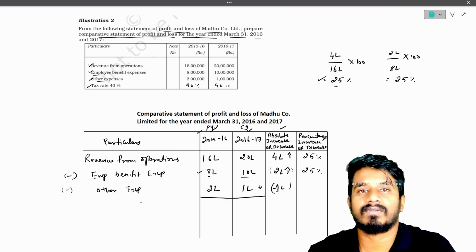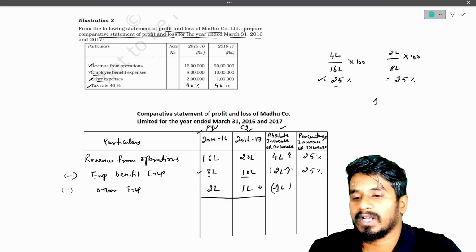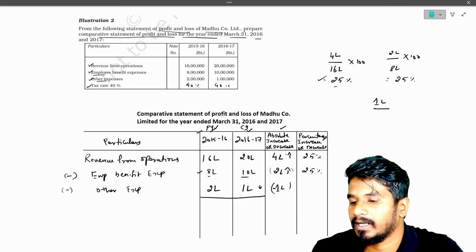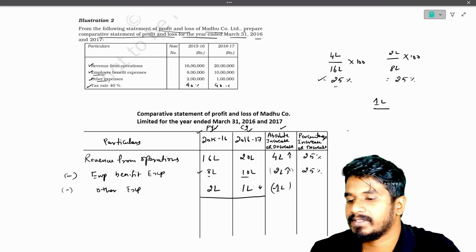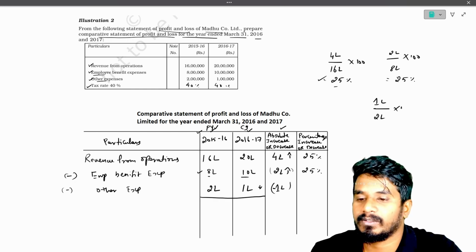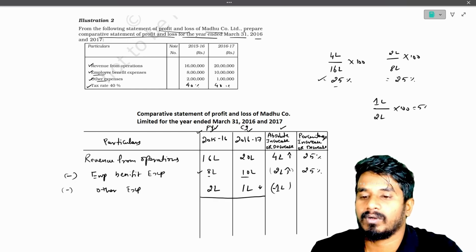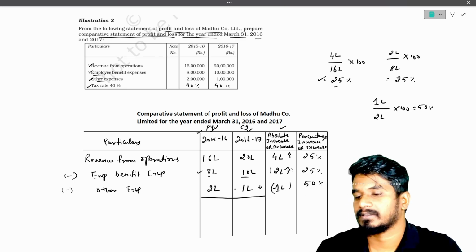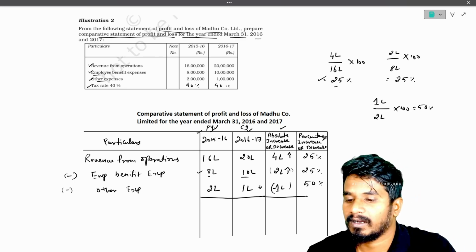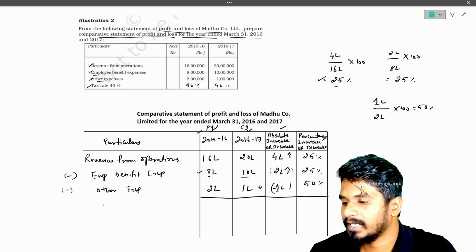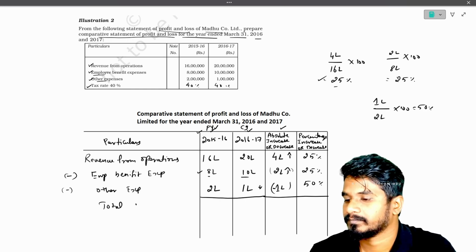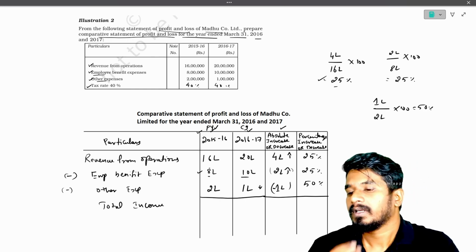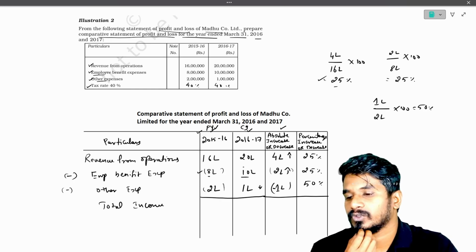What is the percentage of change? So 1 lakh reduced, that is 1 lakh is the change, and divided by the base year amount, that is 2 lakh, into 100. Obviously it will come out around 50 percentage. We'll keep it as it is. Right, now we'll minus it and we'll arrive at total income. So we need to minus both of these things, correct?